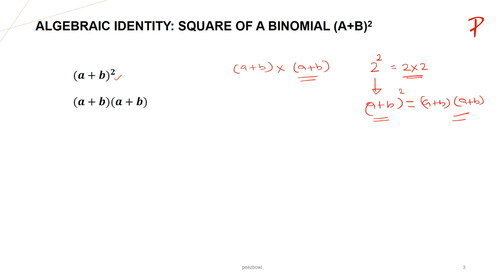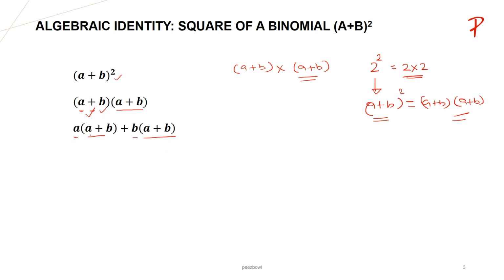Now let us use the distributive property to expand it further. So (a + b) multiplied by (a + b). In this case, we need to multiply a with (a + b), then we need a plus sign, then multiply b with (a + b). So the expression will look like this: a is multiplied by (a + b), then a plus sign, and b is multiplied by (a + b).